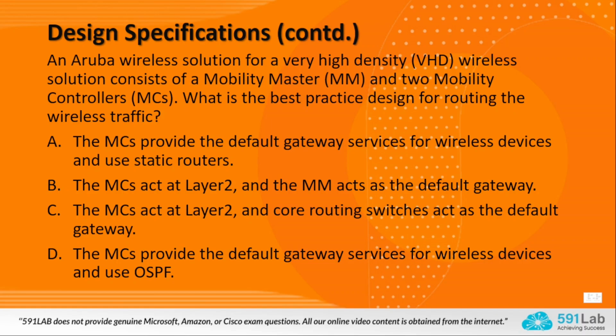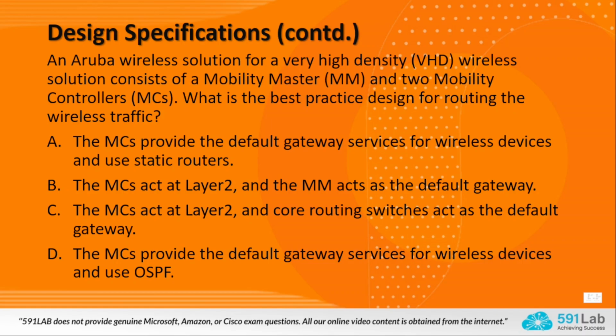Option A, the mobility controllers provide the default gateway services for wireless devices and use static routes. This is not correct because the mobility controller would not be a better place to provide default gateway service, as we discussed now. Option B, the mobility controllers act at layer 2 and the mobility master acts as the default gateway. The mobility master does not get involved in traffic routing. The mobility master performs centralized coordination of mobility controllers. So Option B is wrong.